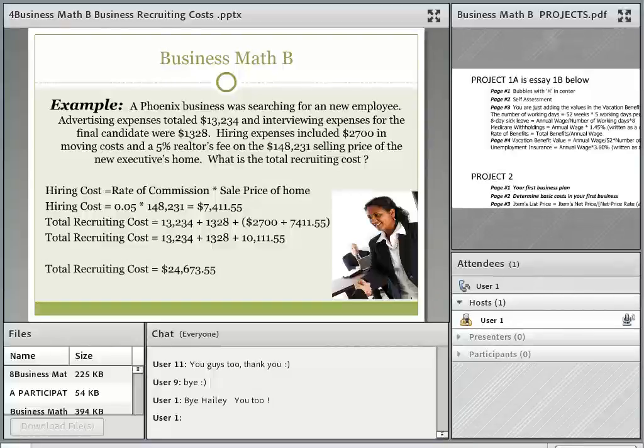So now you can just total these numbers, and the total recruiting cost is $24,673.55. So as you can see, the most difficult part is taking the numbers and placing them within the formula, because the addition is not difficult.